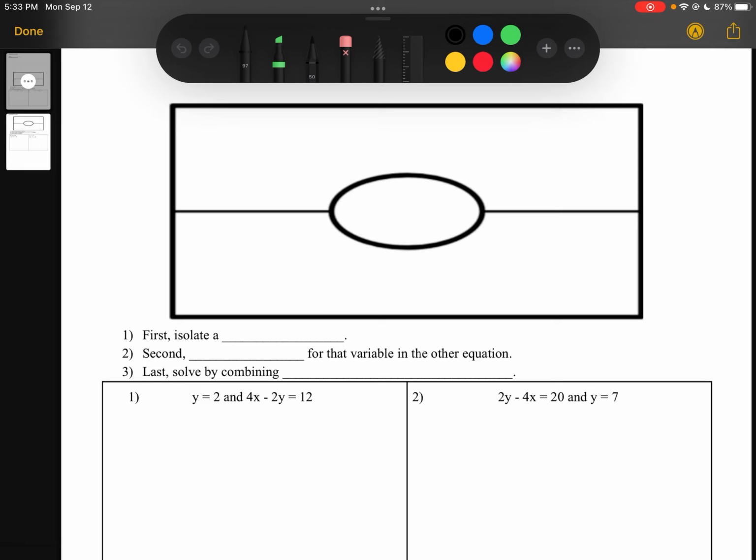So first word for today is substitution. And this is defined as when we replace one term with another term of the same value.